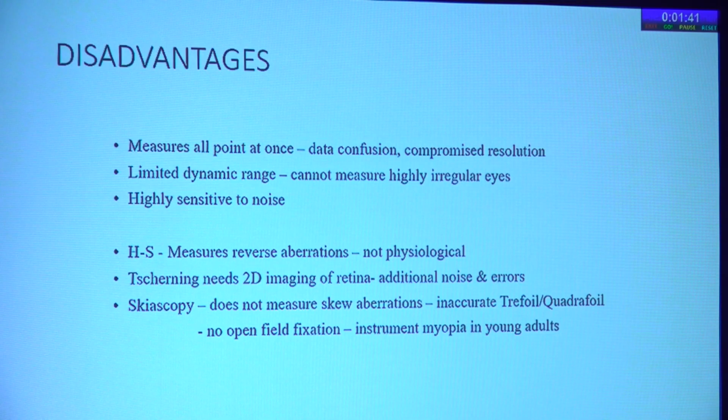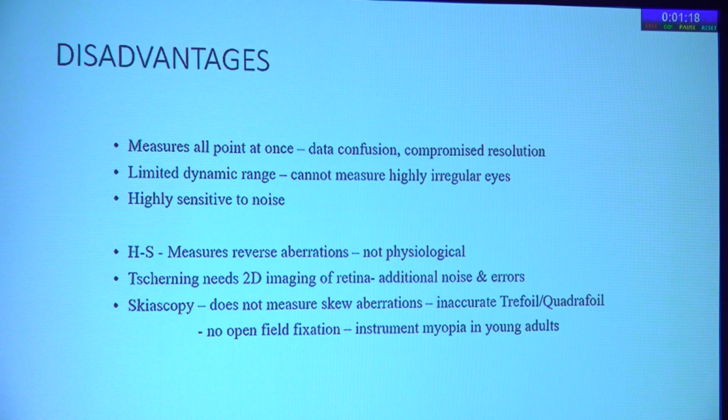The total disadvantages of all these aberrometers are that they measure all the points at once, so there is a lot of data confusion. There could be a compromised resolution. It's a limited dynamic range, so it cannot measure highly irregular eyes, and it is highly sensitive to noise. Coming particularly to the Hartmann-Shack, it measures the reverse aberration, so it is considered to be non-physiological.